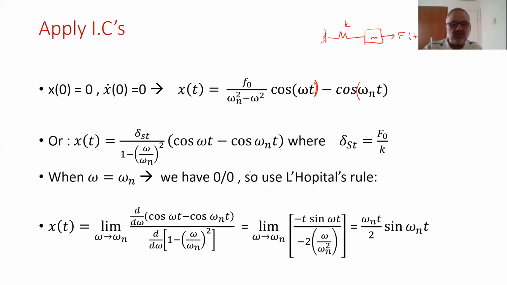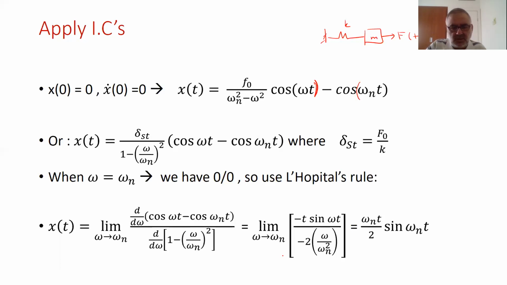So in this case, in order to obtain a real solution, we want to use L'Hopital's rule. When you have 0 over 0 in a limit, you have to take the derivative of the numerator and the denominator, as you should remember from calculus. So when you take the derivative of the numerator and the denominator, our solution becomes, derivative of the cosine. By the way, we are taking the derivative with respect to omega, not with respect to t. That's very important because omega is approaching omega n.